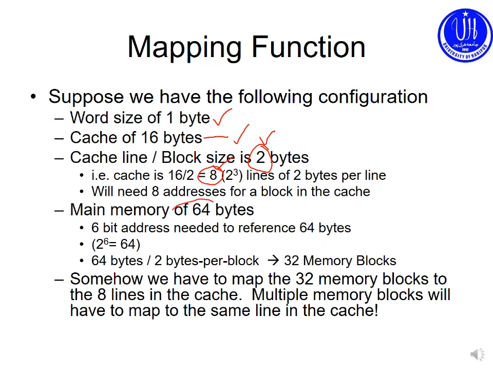And the main memory in this example is 64 bytes. So 64 divided by 2 gives 32 memory blocks. And 2 raised to the power 6 is equal to 64. It means we need 6 bits for uniquely identifying these addresses. So in this example, what will we do to map these 32 memory blocks into these 8 lines?